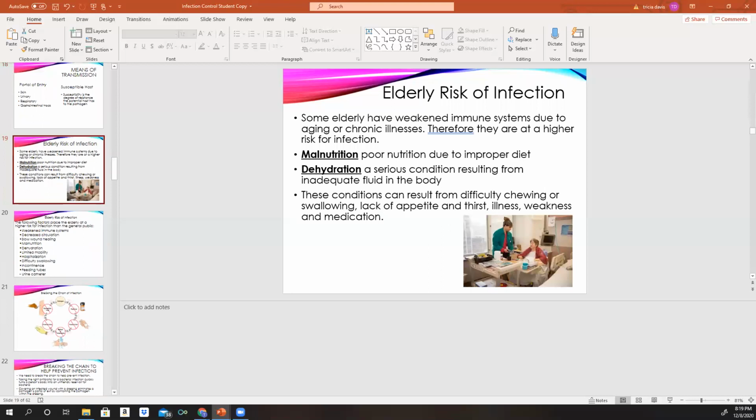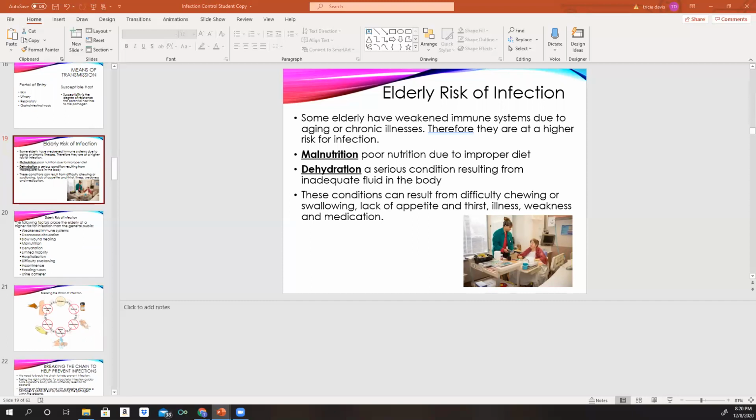Okay, so what is our elderly risk of infection? Sorry, guys, my things aren't lining up here. All right, so some elderly people have weakened immune systems due to aging or even chronic illnesses, so that automatically puts them at a higher risk for infection.